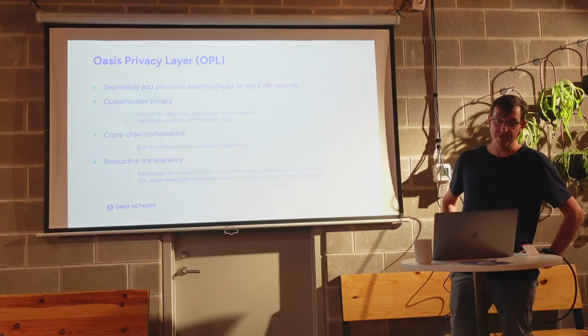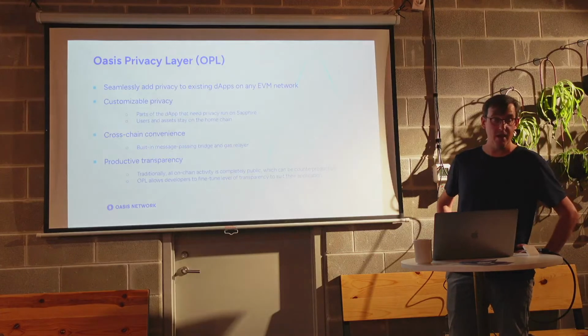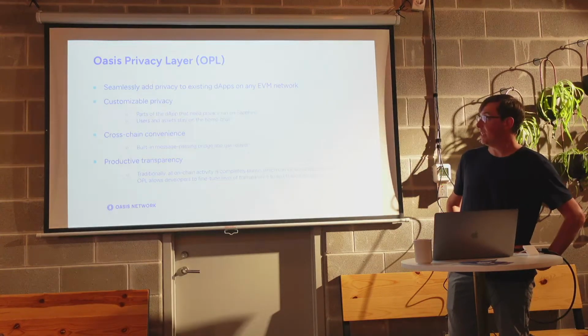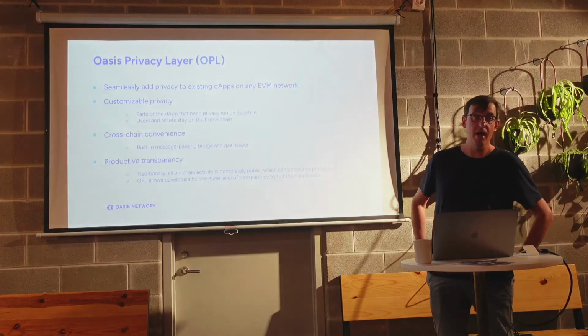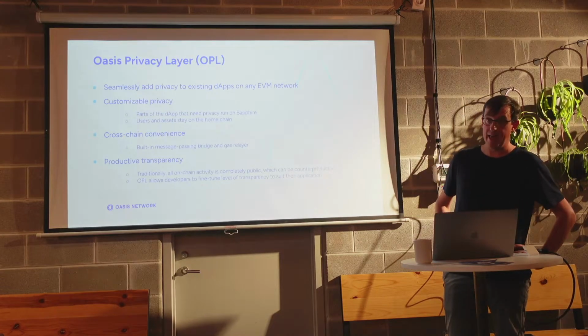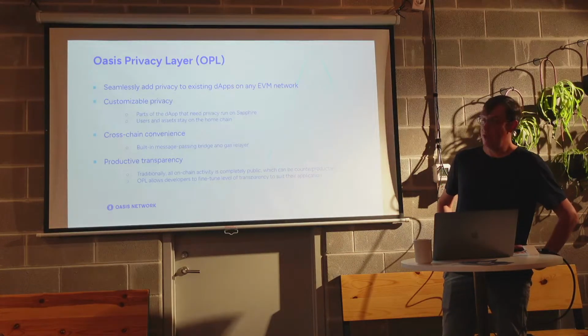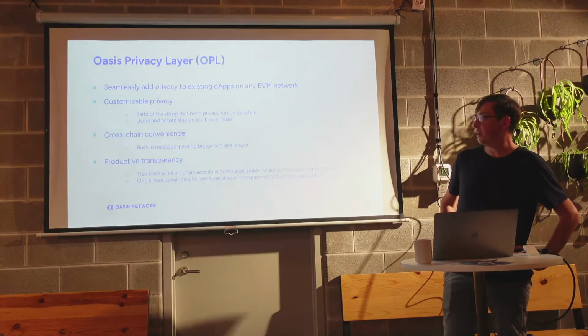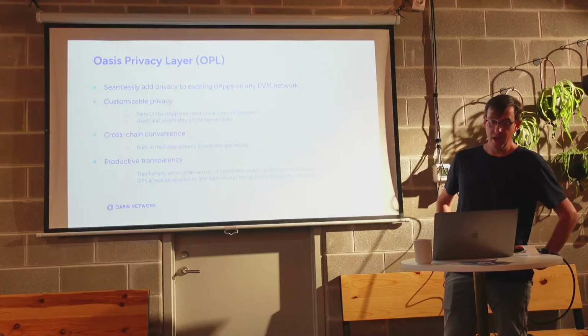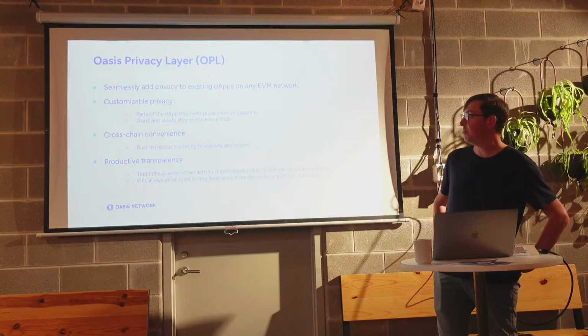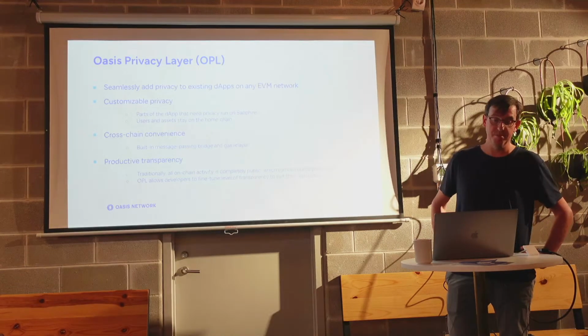So to do this, there are a few important needs that we have to satisfy. So first, privacy should be customizable. And so with OPL, only the parts of the application that need privacy run on Sapphire, and the rest of the application and its assets and users stay on the home chain. To facilitate this, OPL uses cross-chain message passing bridges, and we use a gas relayer to make the user experience really seamless. Also, OPL enables developers to choose how best to provide transparency in their application.